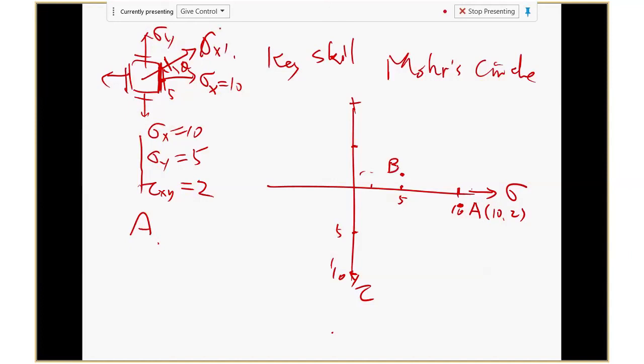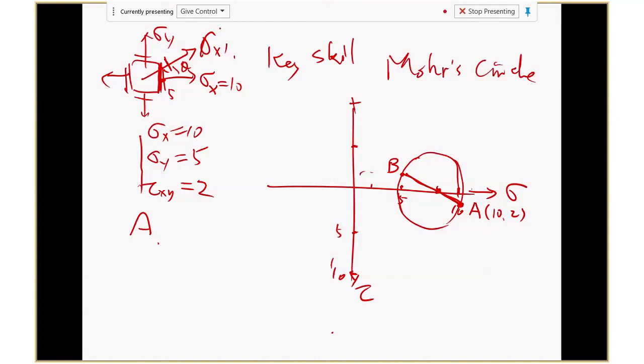Now can I draw a Mohr circle? Yes, I connect A and B. That's the diameter, right? With this diameter, draw the circle. So just draw it. So this will be the circle. Actually, I'm a little bit off here. Okay, now where's the center?